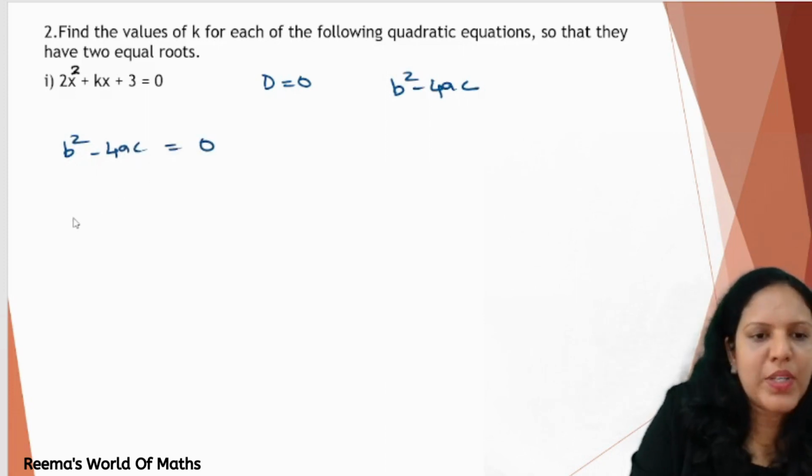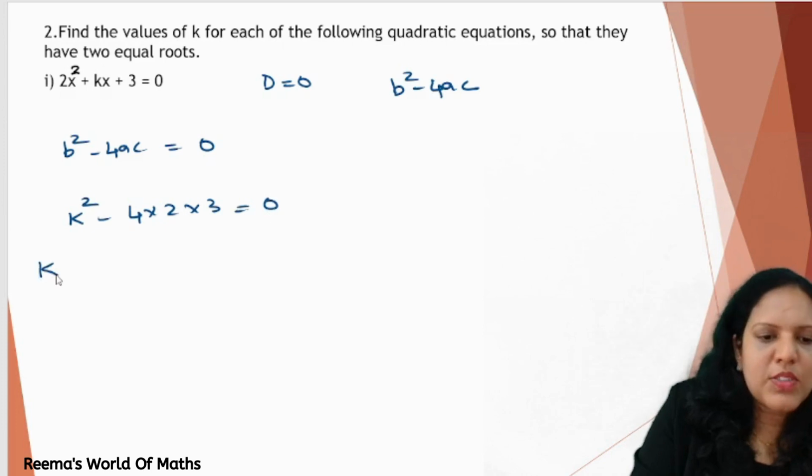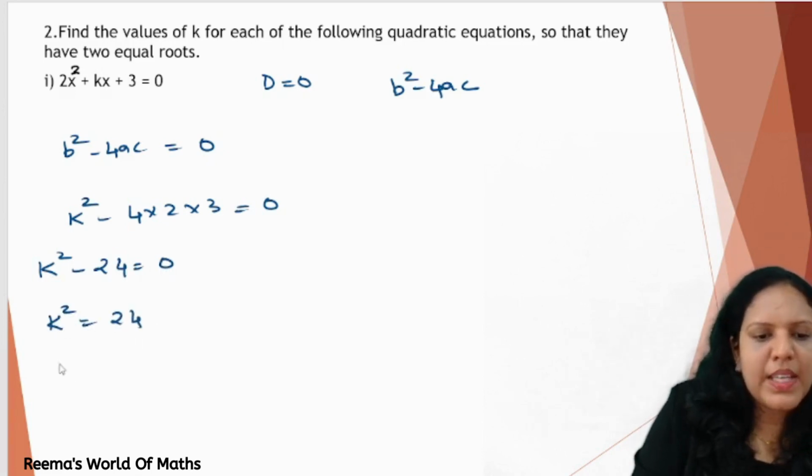Let's replace the values here. B is k. So that is k squared minus 4 times 2 multiplied by 3 equals 0. So that is k squared minus 4 into 2, 8 times 3, 24, minus 24 equals 0. So k squared equals 24. K is equal to the square root of 24.